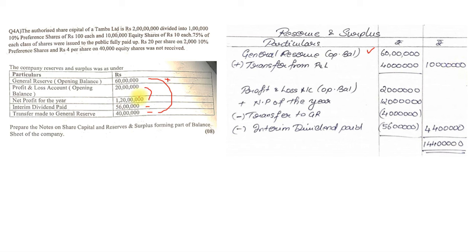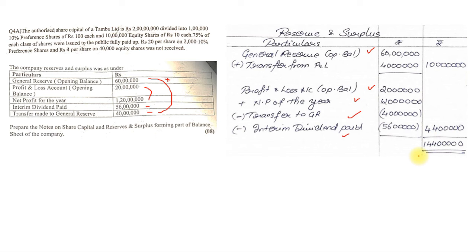Now P&L had an opening balance of 20 lakhs. Add net profit of the year, 1 crore 20 lakhs, less transfer to GR 40 lakhs, and less interim dividend paid. From P&L, your interim dividend gets paid, so we deduct it. So 20 lakhs plus 1 crore 20 lakhs minus 40 lakhs minus 56 lakhs comes to 44 lakhs. So 1 crore plus 44 lakhs becomes 1 crore 44 lakhs. That's your total of reserves and surplus.